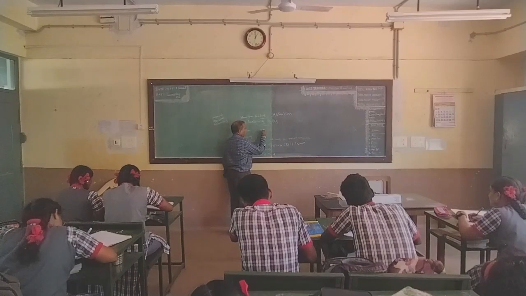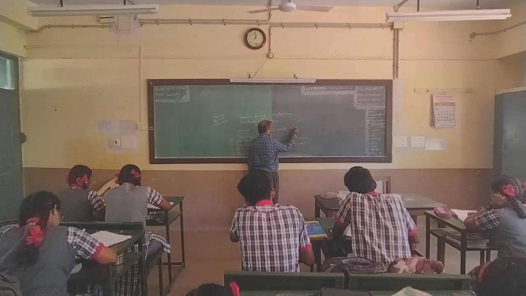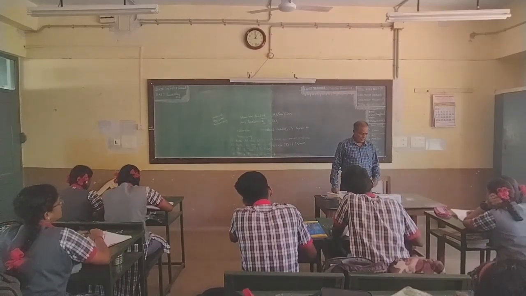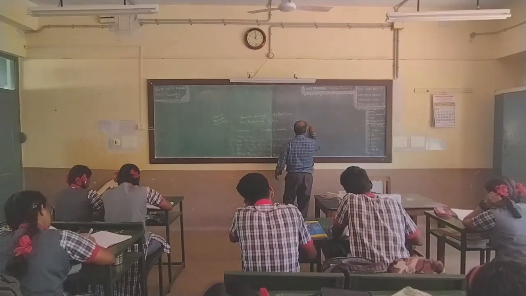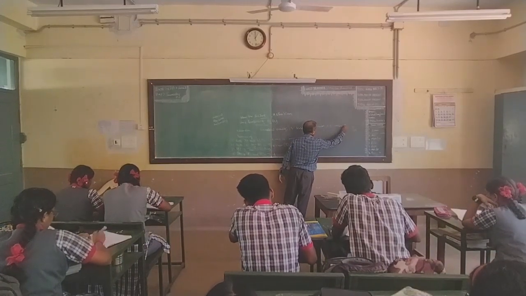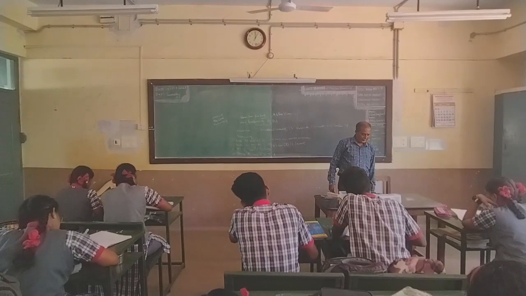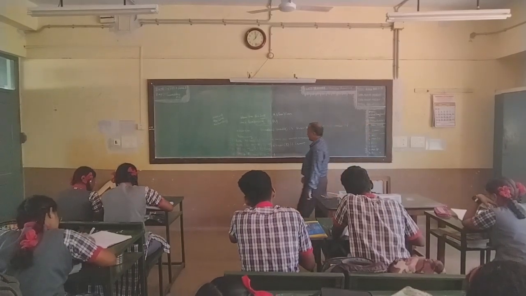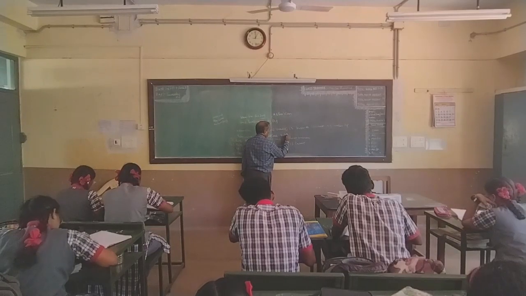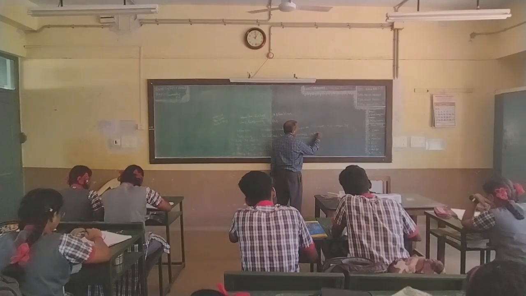Dadabhai Naoroji is the first to estimate national income under British rule. Now the conclusion or reason: per capita output increased just 0.5%.